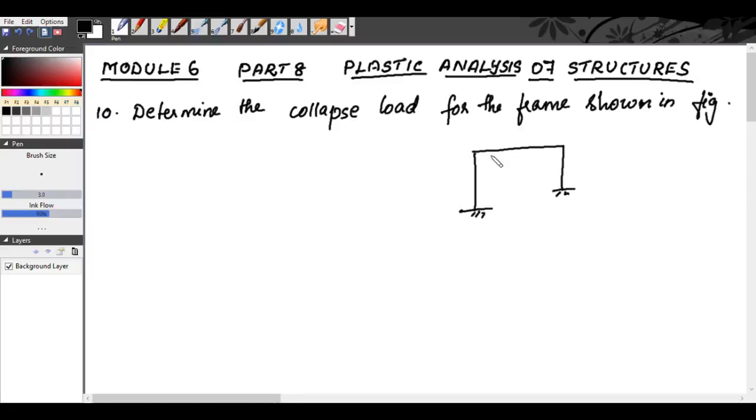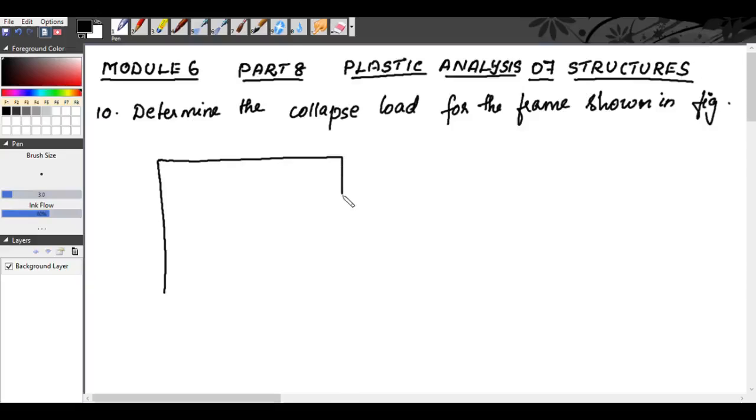So our 10th problem is: determine the collapse load for the frame shown in the figure. So the given frame ABCD. So we can draw the frame. So this is your given frame ABCD. The supports A and D are given as fixed supports. Now this joint is B and this joint is C.